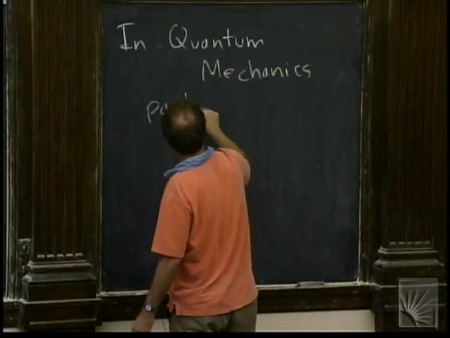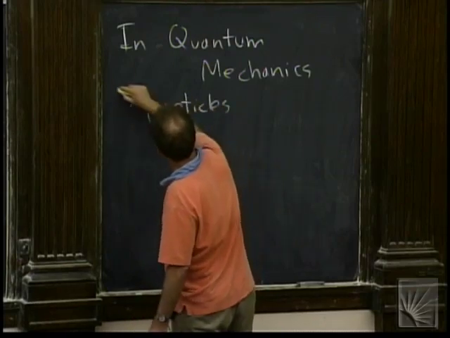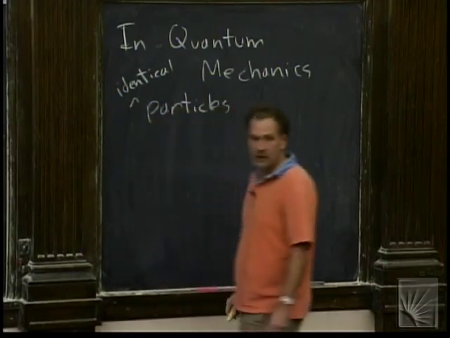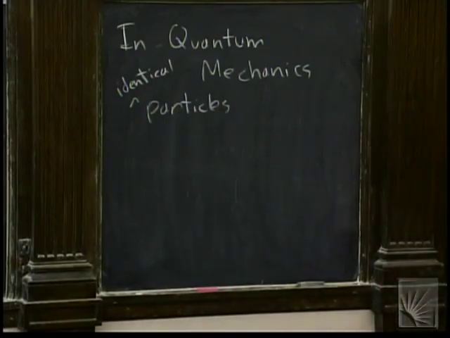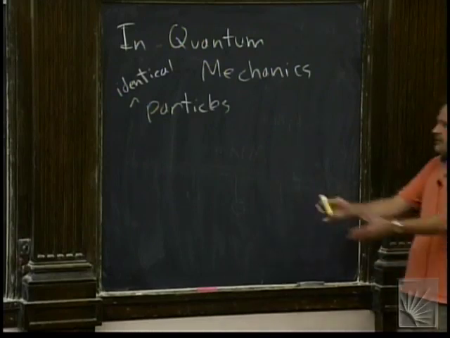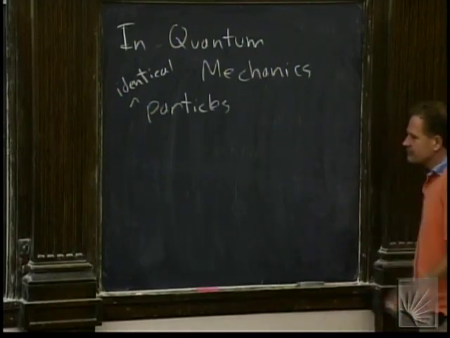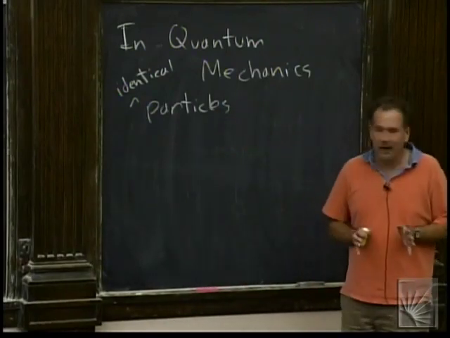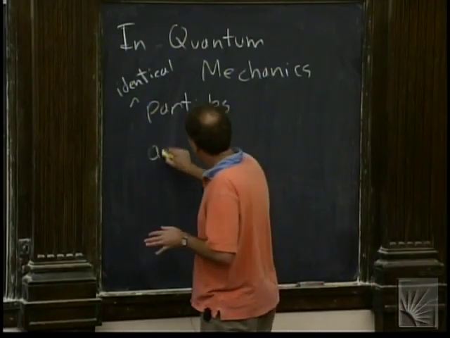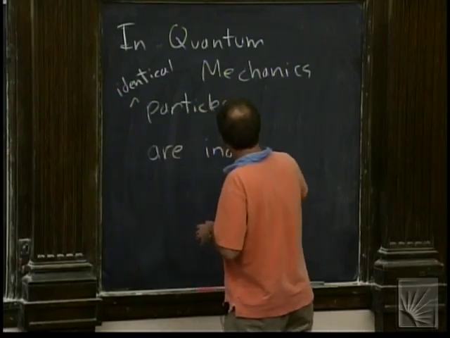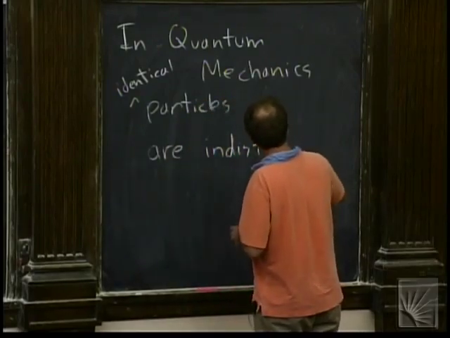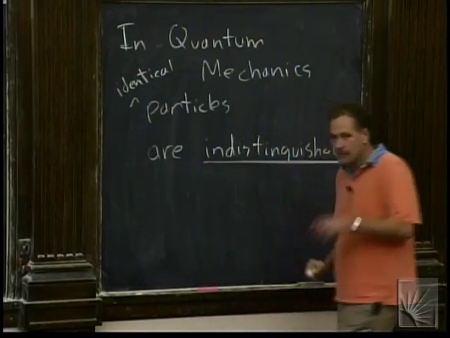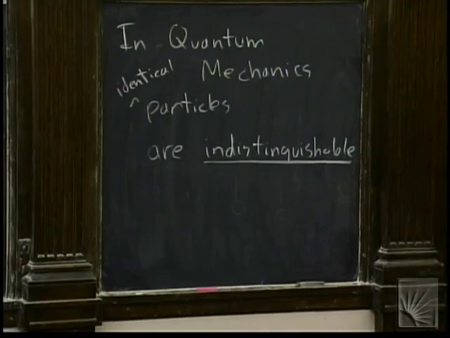Particles, well, I should put identical particles. So identical means 2 electrons, 2 protons, 2, you know, Siamese cats, whatever, if they're the same thing, are indistinguishable. Now that's a new thing.